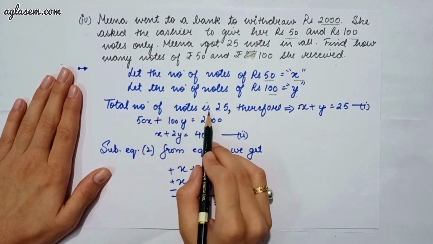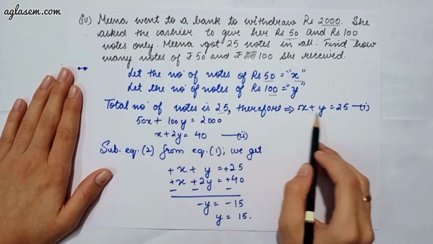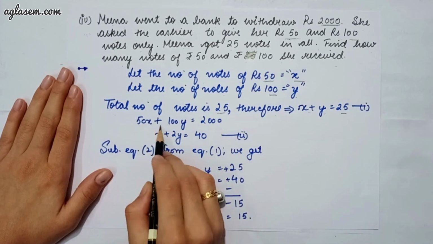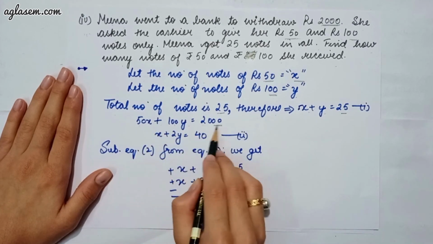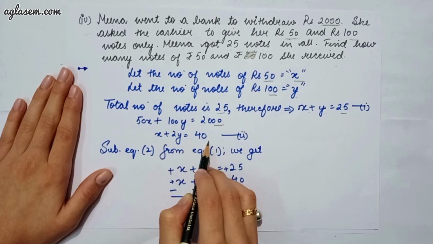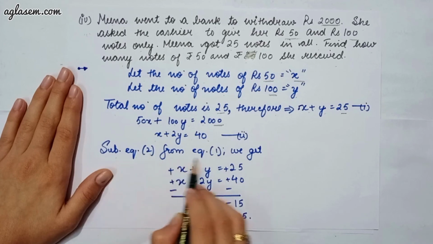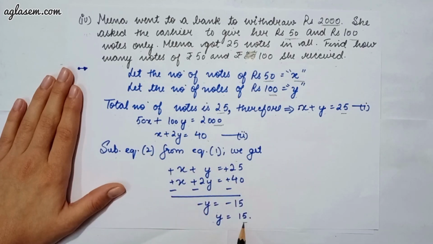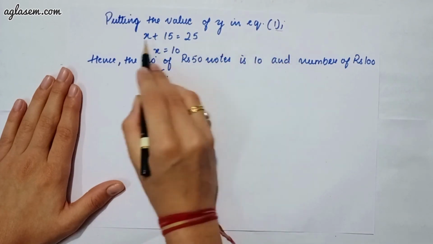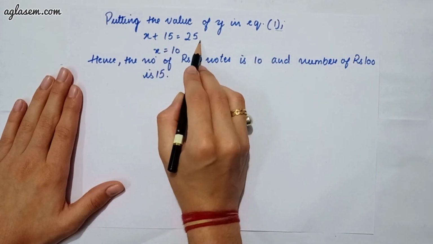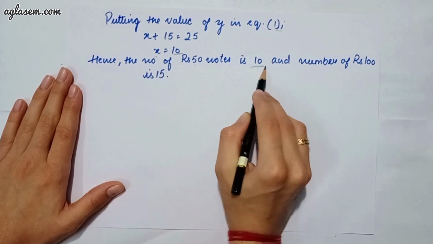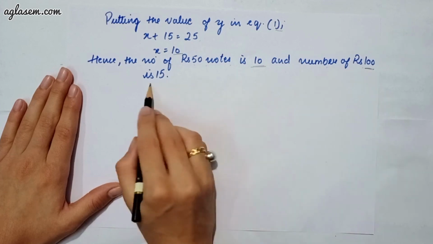So total number of notes is 25. Therefore, X plus Y is equal to 25. So here the equation is 50 into X plus 100 into Y is equal to 2000. So our second equation will be X plus 2Y is equal to 40. So now we have to subtract equation 2 from equation 1. We will get Y as 15. Further solving it, we have to put the value of Y in equation 1, that is X plus 15 is equal to 25 and X is equal to 10. So the number of rupees 50 notes is 10 and the number of rupees 100 notes is 15.